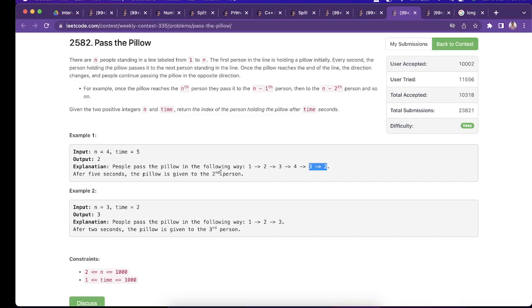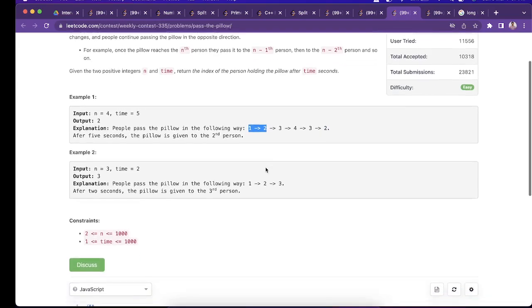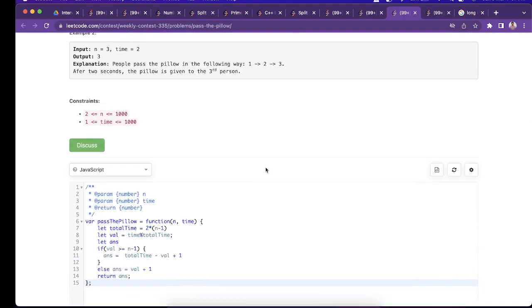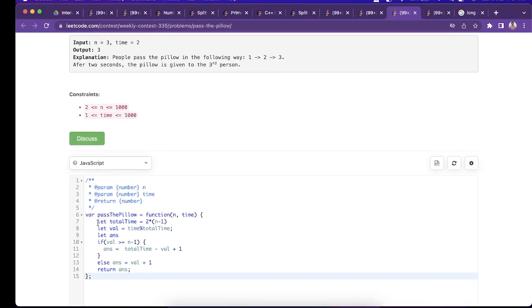So after 5 seconds the pillow will be in the hand of the second person, and let's suppose the time is 7. Then in the 6th second, the second person will pass the pillow to the first person, and the cycle will start again in the forward direction. If I talk about the total time required to complete one cycle, one forward and one backward, it is 2 into n minus 1 time.